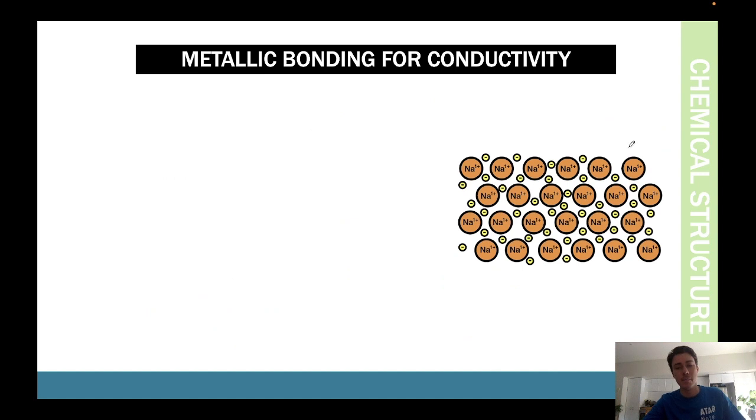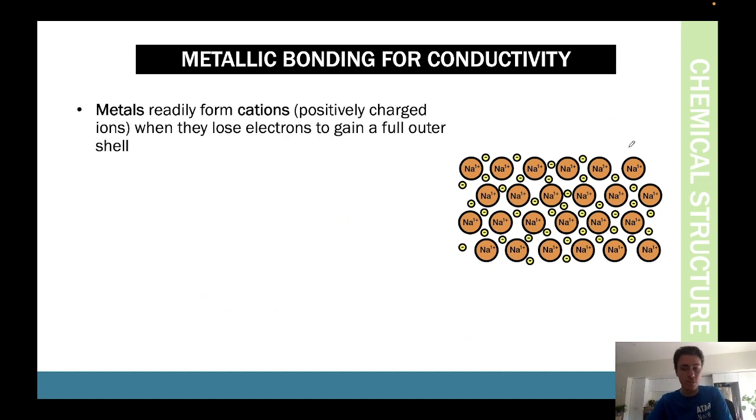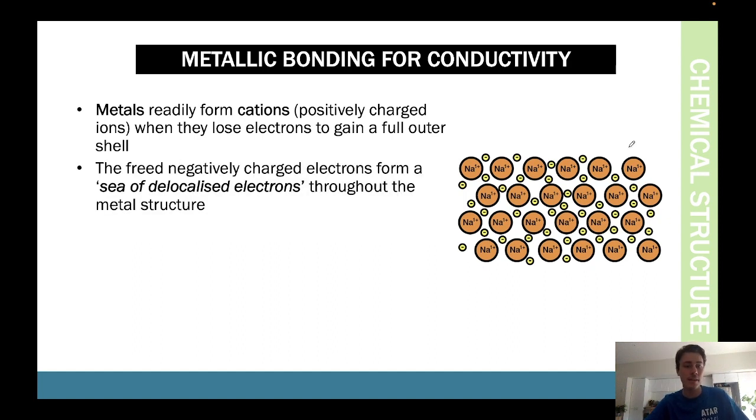So, metallic bonding. Now we're going to go through everything on metals very quickly. Metals readily form cations, positively charged ions, when they lose electrons to gain a full outer shell. These freed negatively charged electrons form a sea of delocalized electrons. That is the wording you need to use. I mentioned before that those electrons are free and they can move wherever they want. We refer to that as a sea of delocalized electrons.